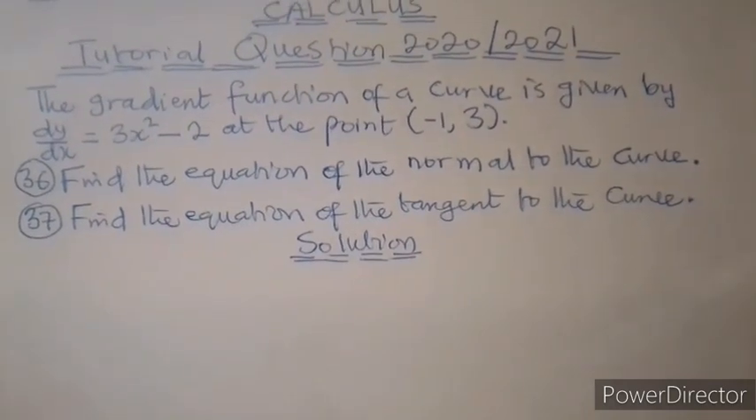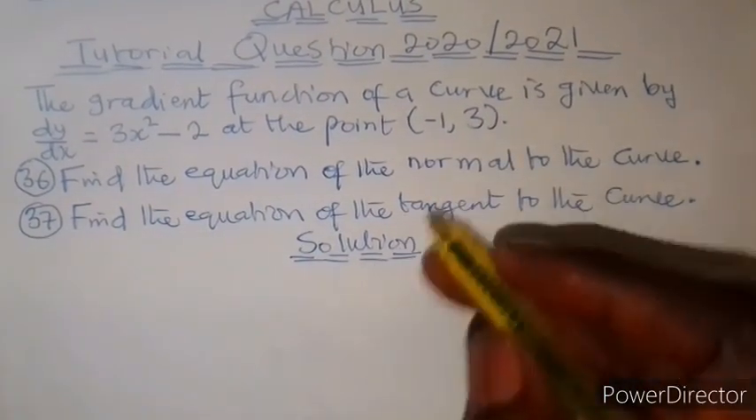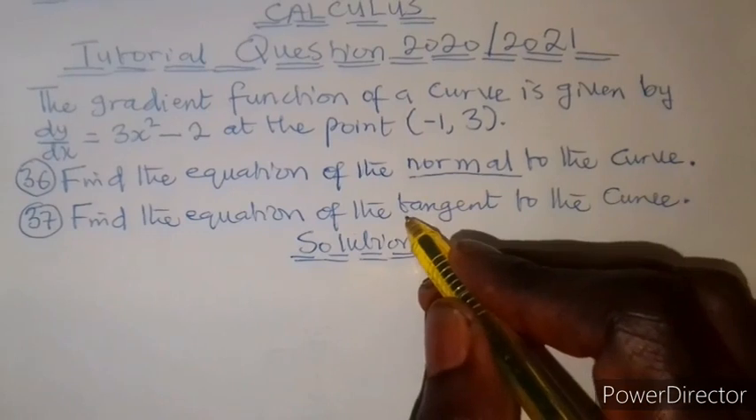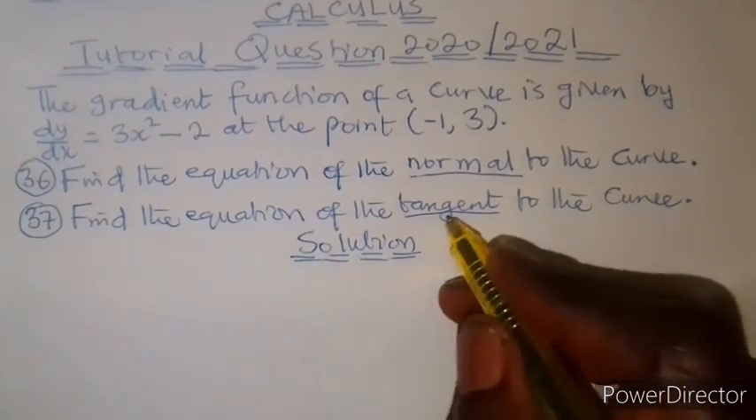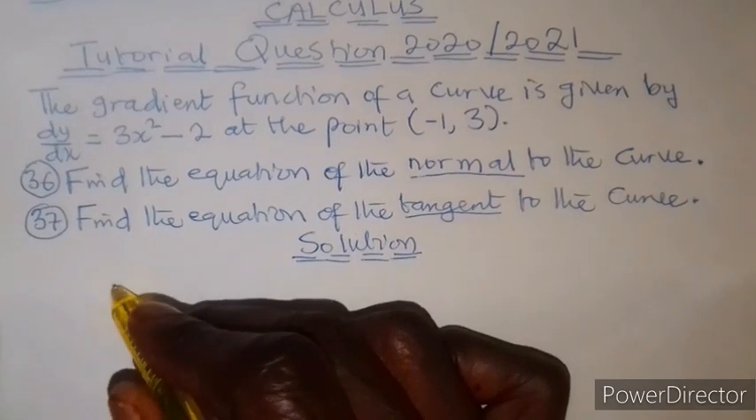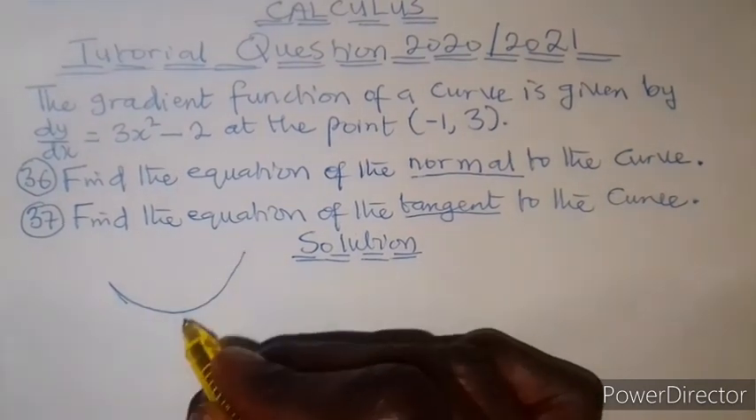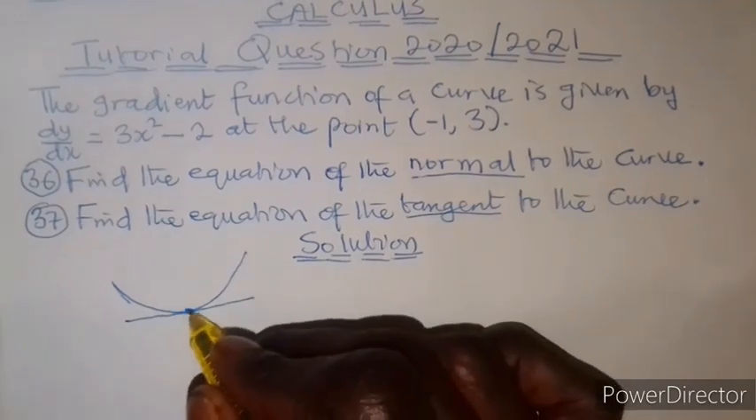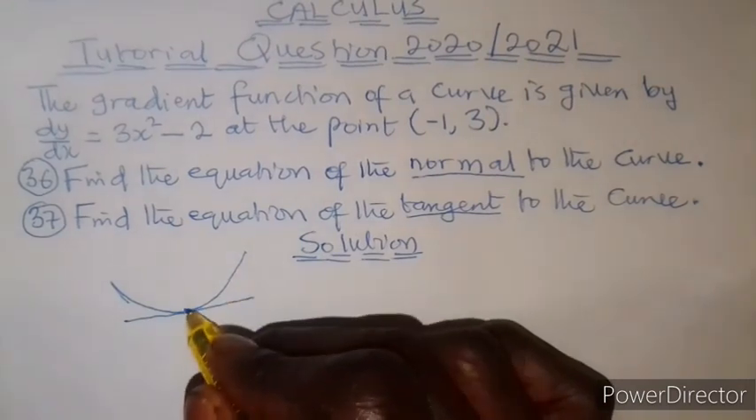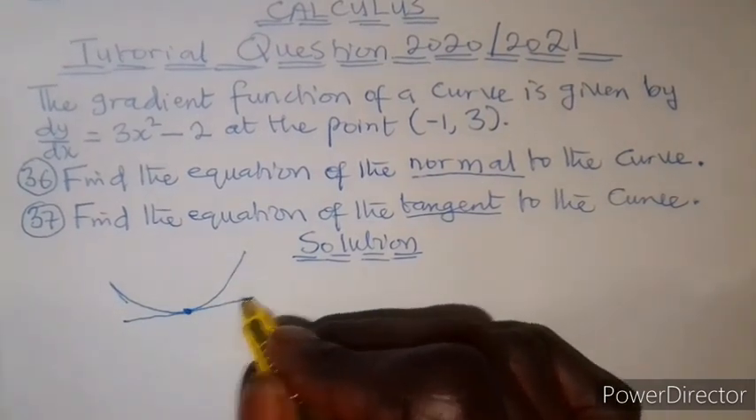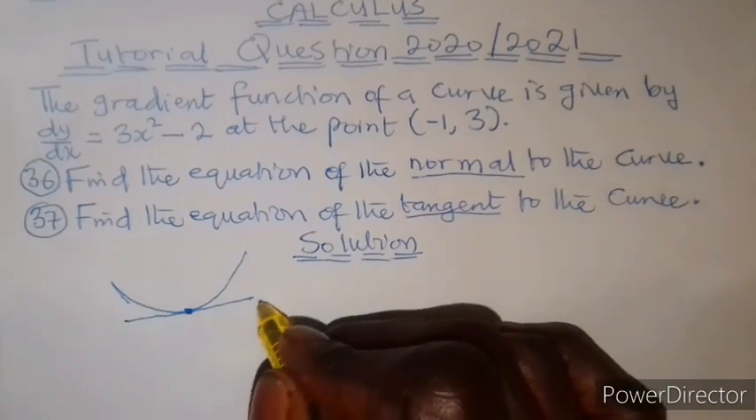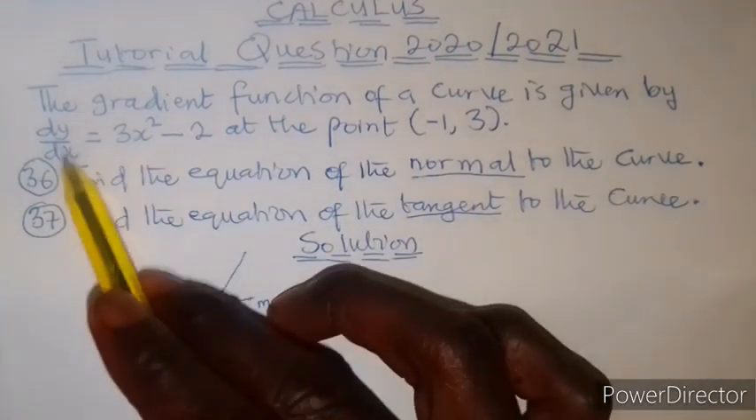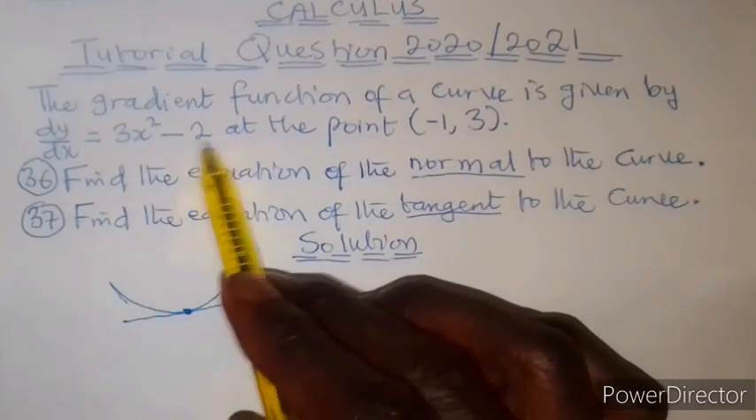Now there are two things that I mentioned here I would like us to focus on. The first one is the normal to the curve, and the next one is the tangent to the curve. What is a tangent to a curve? If I draw a curve this way, and then I draw a straight line to touch the curve at a point, this line that touches the curve at this point is known as the tangent. Now let us assume that the gradient of this tangent is m1, which we can calculate from the curve given to us, which is dy/dx equals 3x squared minus 2.